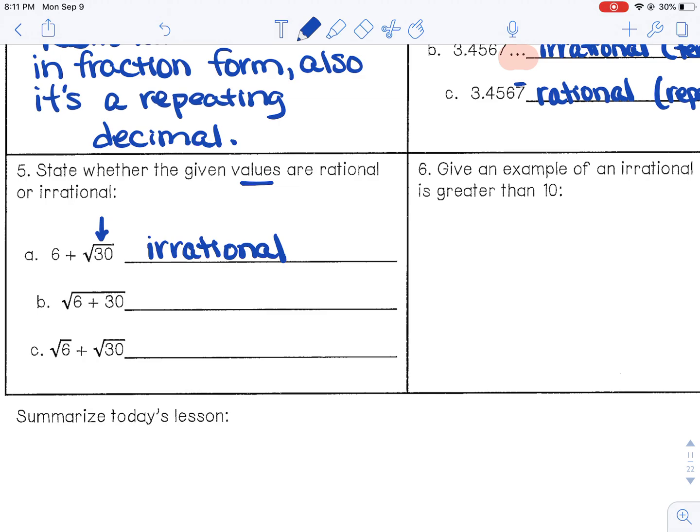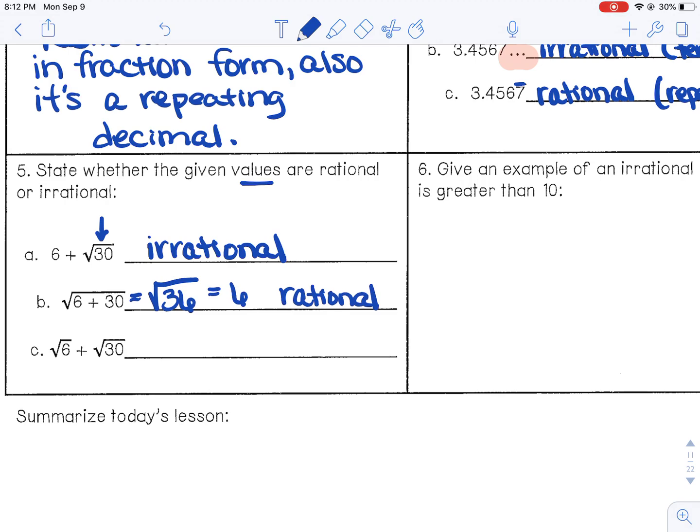Okay. Now, 5b is a little bit different. Both the 6 and the 30 are underneath the square root sign, so that means I can add them together. And that's going to give me the square root of 36. So I'm going to ask you, is the square root of 36 a perfect square or a non-perfect square? If you said perfect, then you were right, because the square root of 36 equals 6. And is 6 a rational number? Can we make it into a fraction? Sure, you can put a 1 underneath it. This is a rational number.